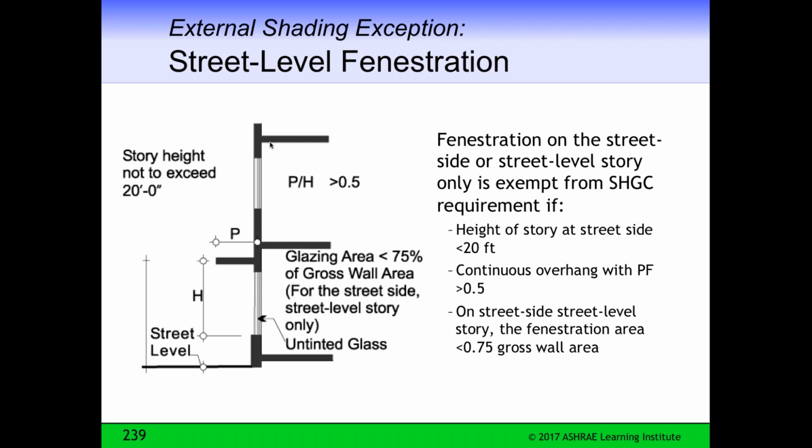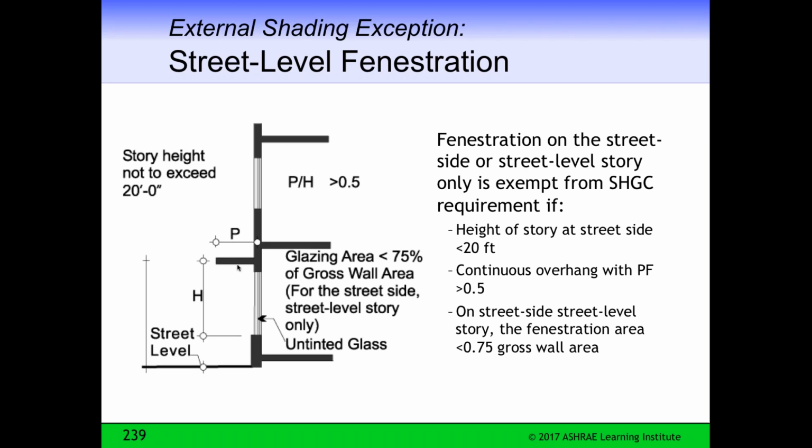Okay. Street level fenestration, you have no SHGC requirement if on the street level you have the following conditions. The height of the story is less than 20 feet. This is the street level fenestration. You have a continuous overhang outside with a projection factor greater than 0.5, which means your projection is at least half the window height or more.